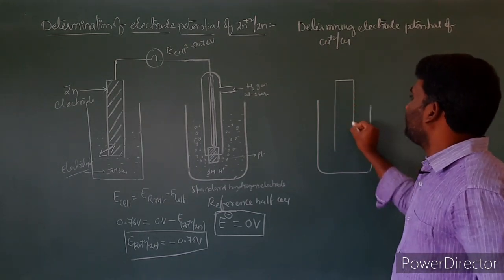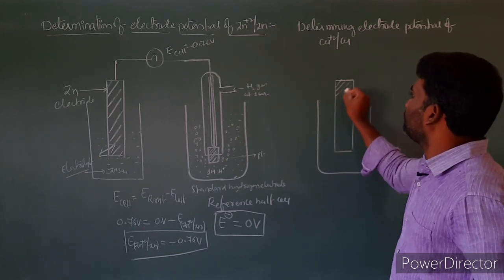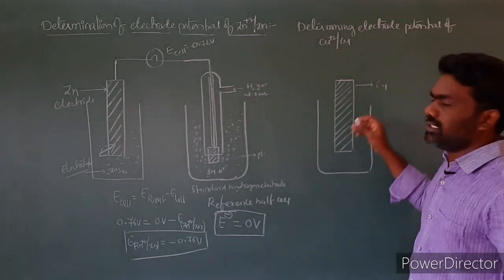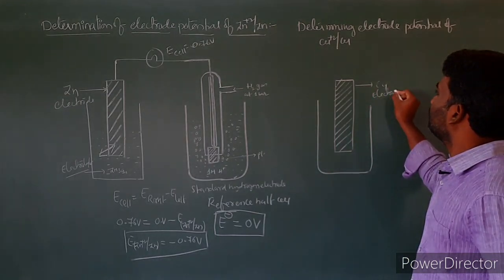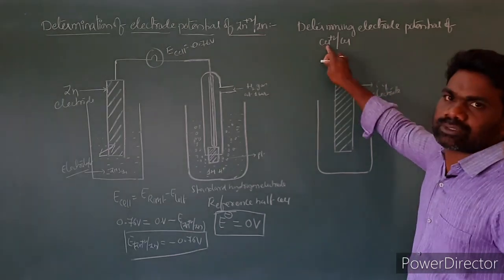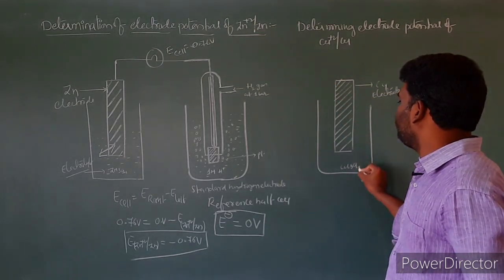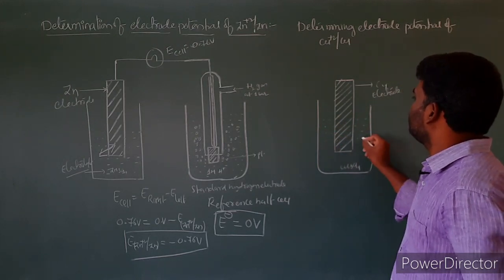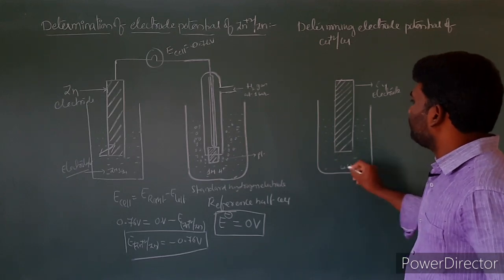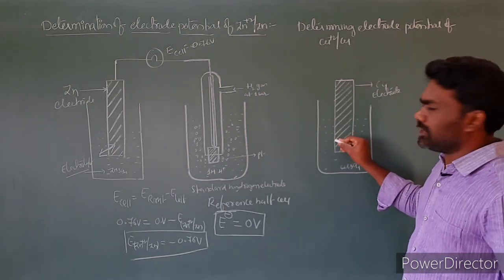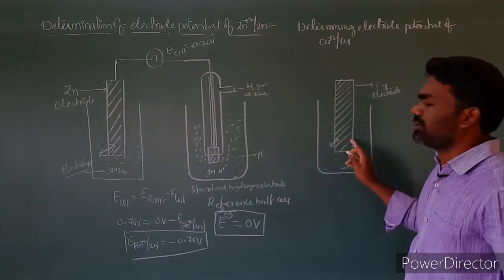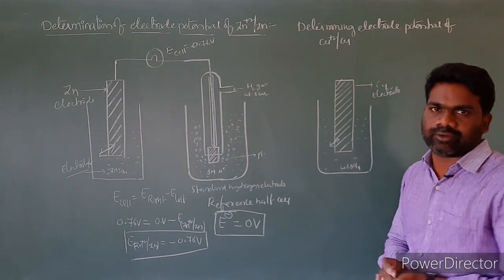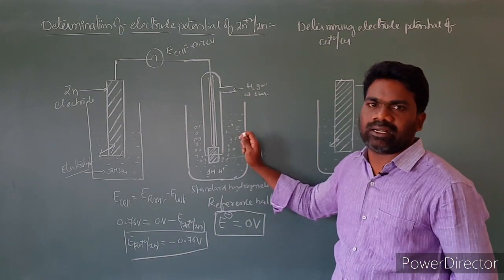In this half cell, this is the copper rod, which can act as an electrode. The copper rod is dipped in Cu plus 2 copper sulfate solution. So this is CuSO4. Then what we have to find is the electrode potential, the potential difference developed between the electrode and the electrolyte. For this case, again we have to take the standard hydrogen electrode.